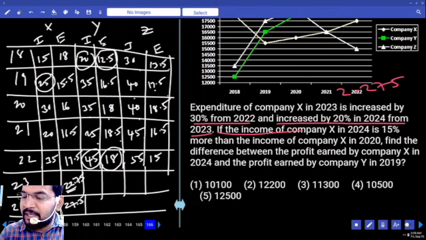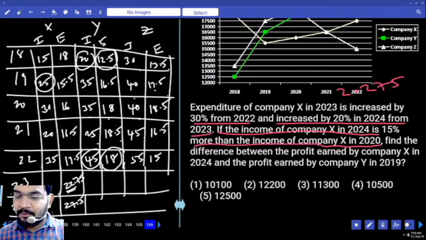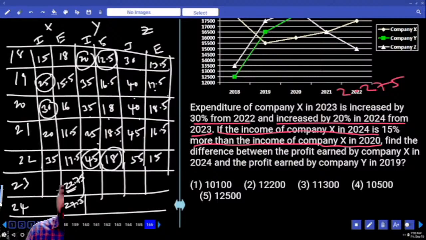If the income of company X in 2024 is 15% more than company X in 2022, then company X in 2022 income is how much? 30. How much more? 15% more. 15% is nothing but 4.5. So this is 34.5.